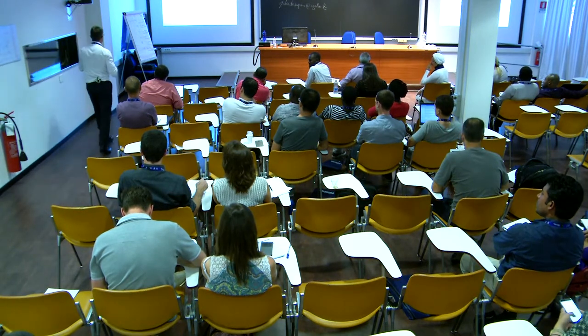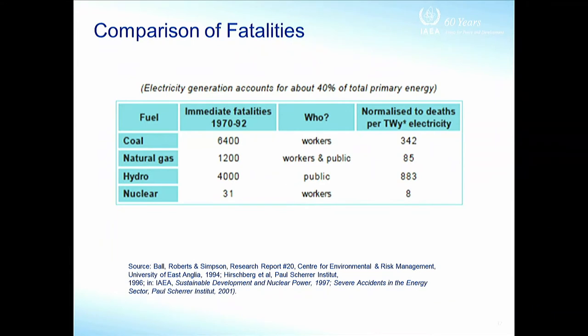Anyway, it's another story. So here's some facts. Let's talk about fatality facts. This is taken from some US work by the Center for Environment and Risk Management, University of East Anglia, around sustainable development. Electricity generation counts for about 40% of total primary energy. So let's look at coal fatalities from 70 to 92, natural gas, hydro, which is significant, and nuclear.